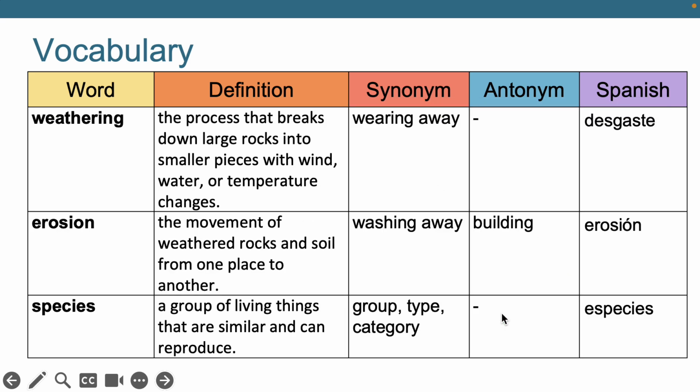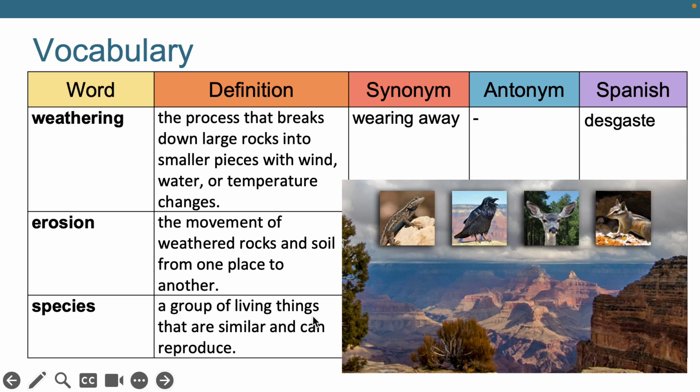Our next vocabulary word is species. Species is a group of living things that are similar and can reproduce. A synonym would be group, type, or category. En español decimos especies. And if we look at this picture, boys and girls, we see different types of animals, right? Or different types of species that may live in the Grand Canyon.